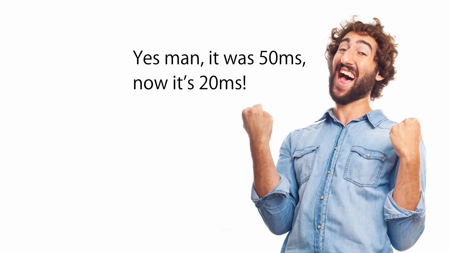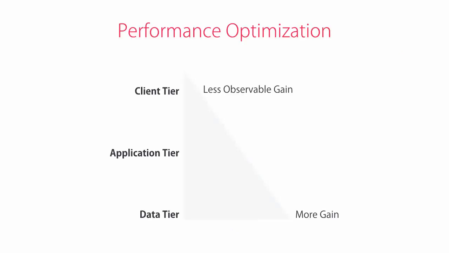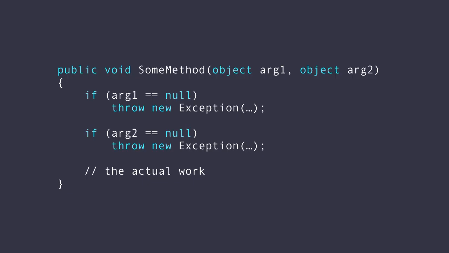Is this observable? Absolutely. So just to clarify, I'm not saying we should not spend any time optimizing the application or client tiers. I'm saying optimizing performance problems in the data tier will have the most gain compared to optimizations in the application or client tiers. Here's a real-world example.